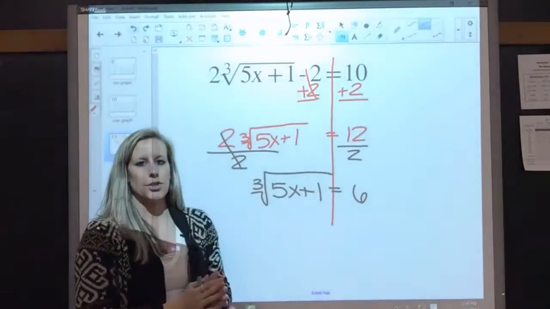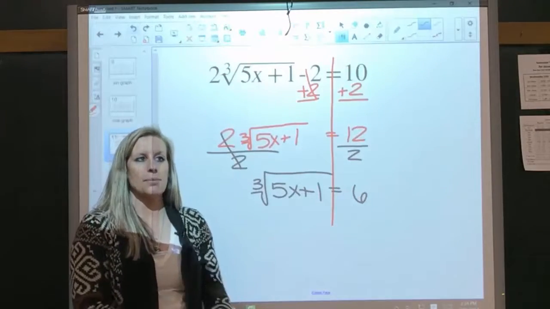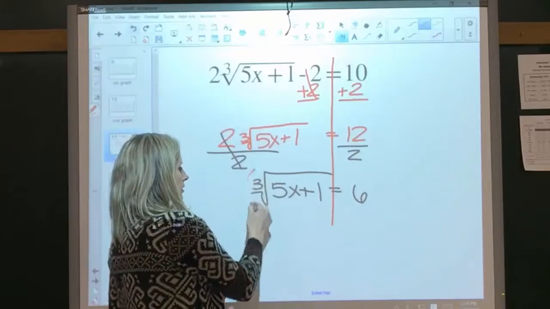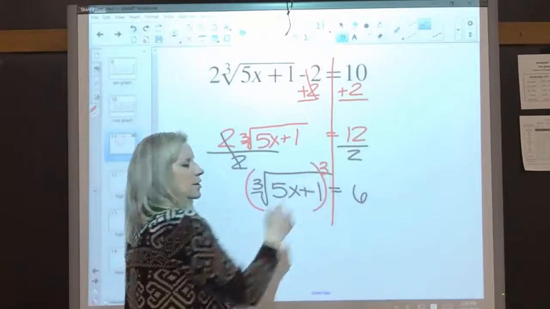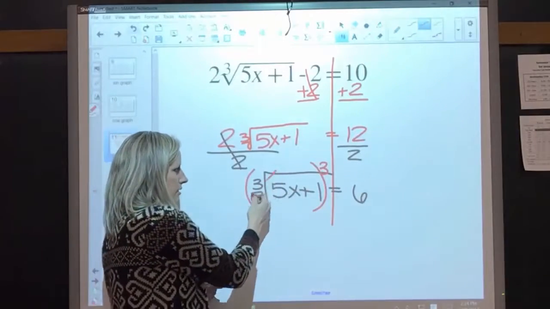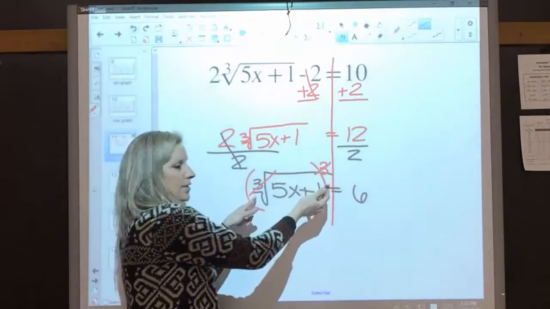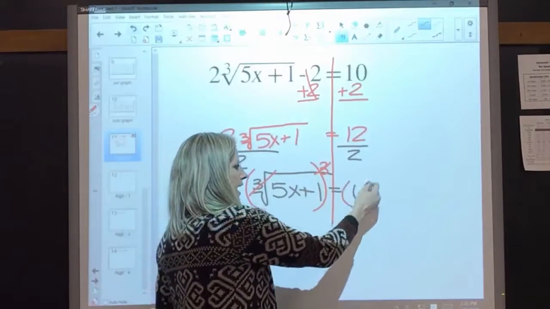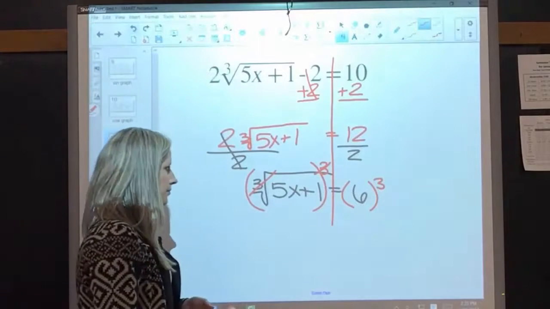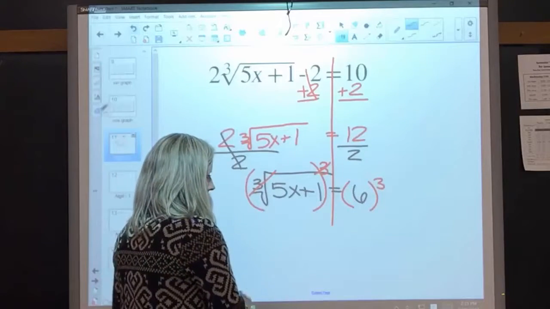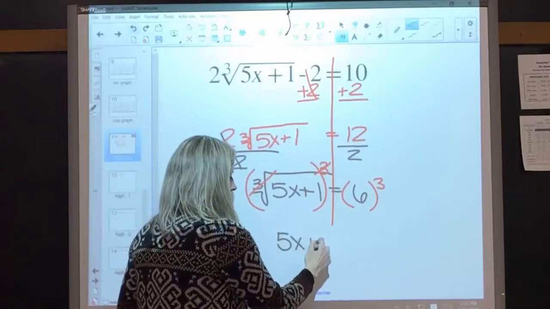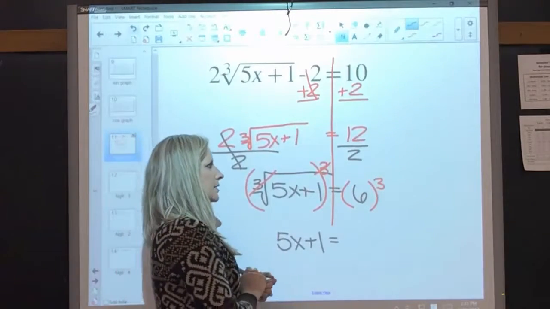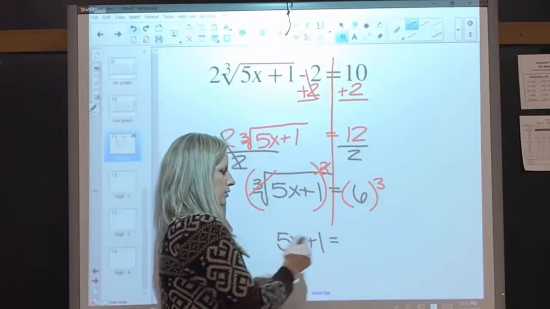Now, the way to get rid of a cube root is to do the opposite. So the opposite of cube rooting something is cubing it. So we're going to take it to the 3rd power. And that's going to cancel out this cube root and that 3rd power. They're going to cancel each other out. What you do to one side, you have to do to the other. So we have 5x plus 1 equals 6 cubed is going to give us 216.